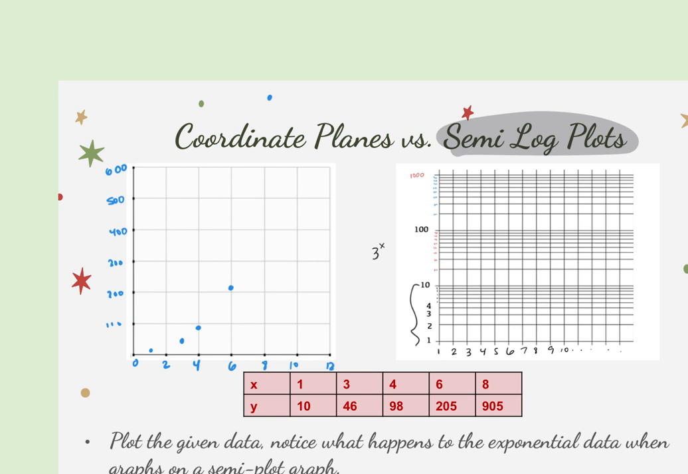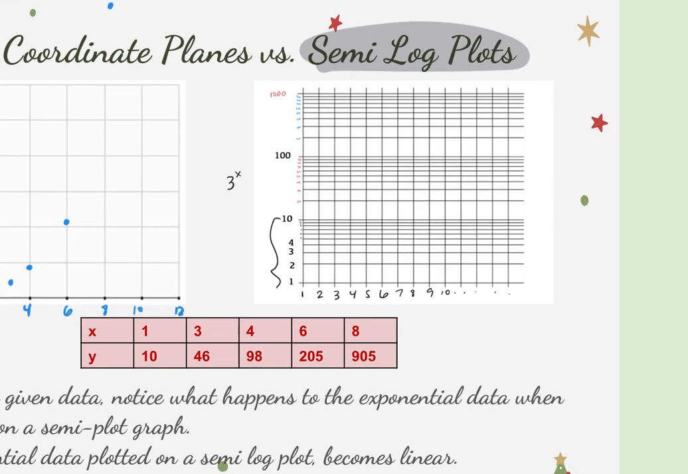And that pattern clearly looks exponential. We don't have to connect them because it's not an actual graph, but that pattern clearly looks exponential on this. So on a regular graph, you're going to see that curve happen. We good so far? Now we're going to plot it on the semi-log plot.